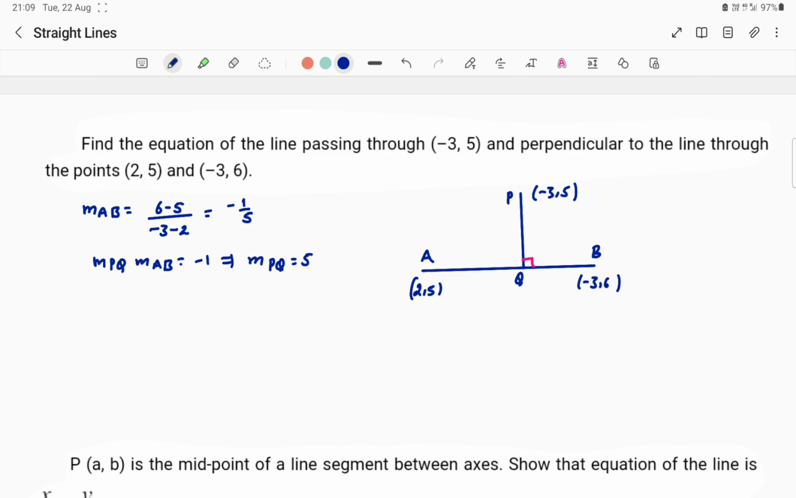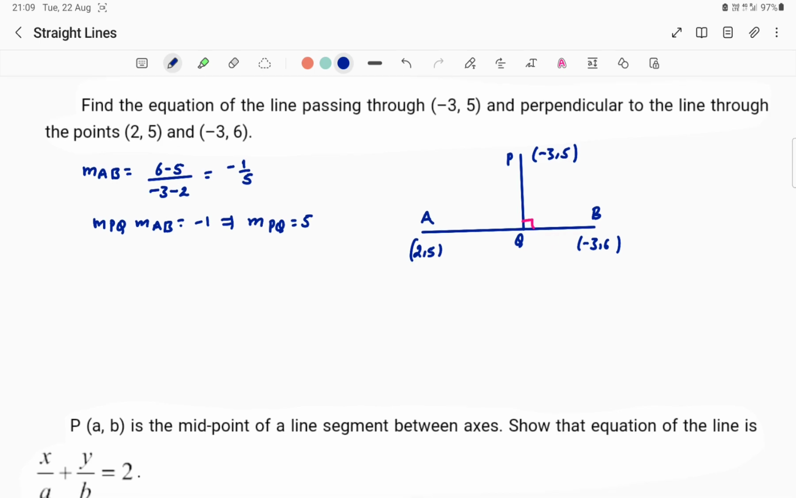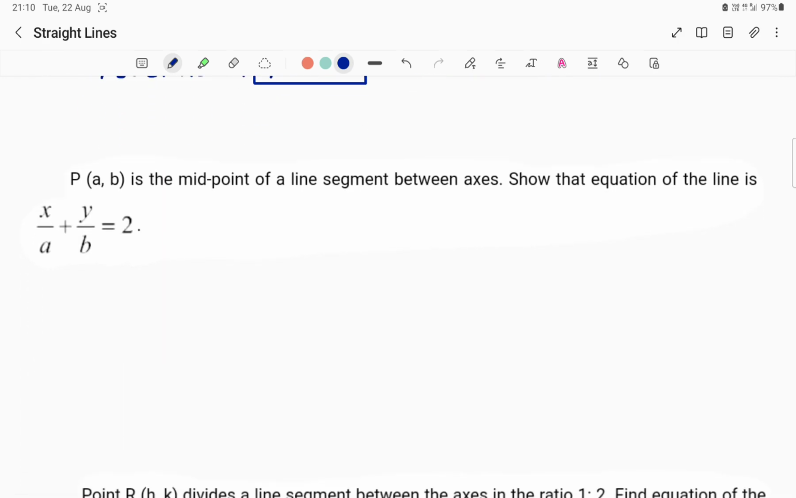Now if you want the PQ line, see, slope you got, point you got. So now my question is, which form should we use? Obvious answer, we will use slope point form. So y minus 5 is equal to 5 into x minus of minus 3. You can simplify this. So we got y minus 5 is equal to 5x plus 15. And when we do a little more adjustment, we get y is equal to 5x plus 20. This is the required equation. Okay. Yeah, fair enough. Let's see the next question.